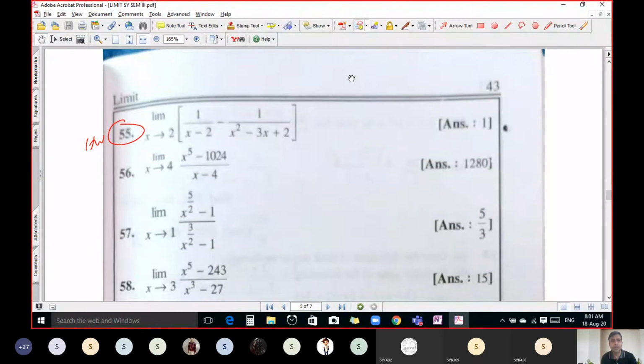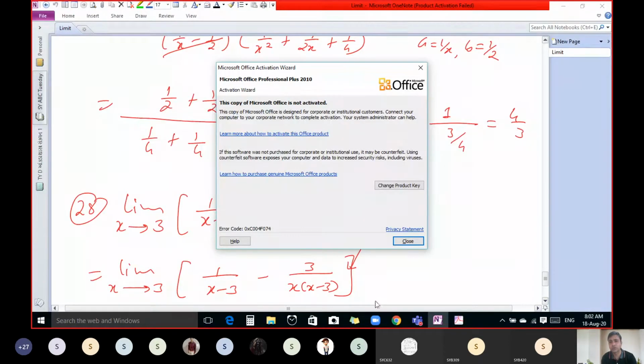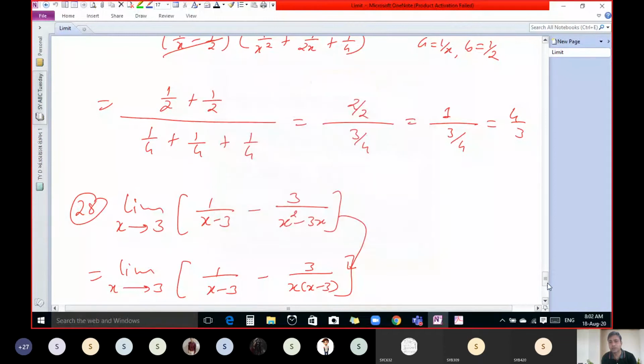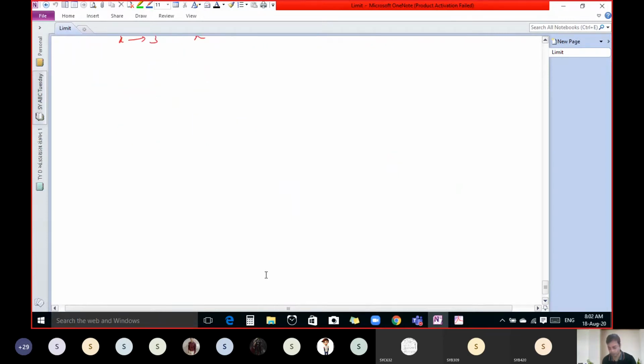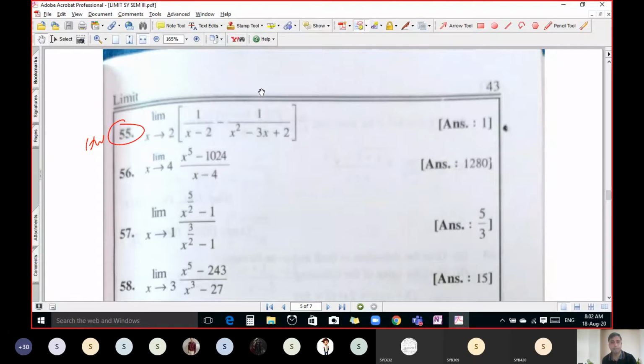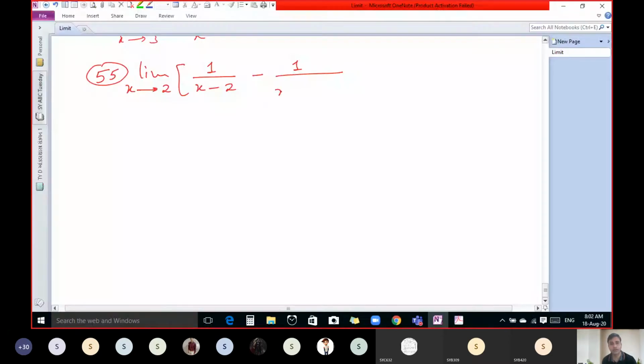The question is limit x tends to 2 in bracket 1 upon x minus 2 minus 1 upon x square minus 3x plus 2. Let us start. Question number 55. Limit x tends to 2 in bracket 1 upon x minus 2 minus 1 upon x square minus 3x plus 2.